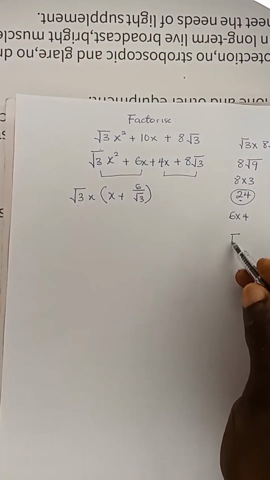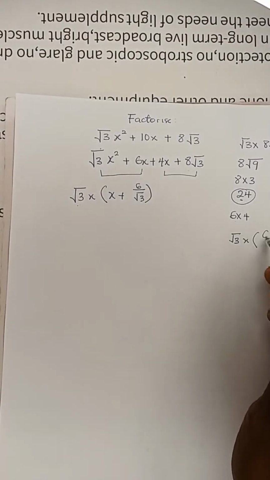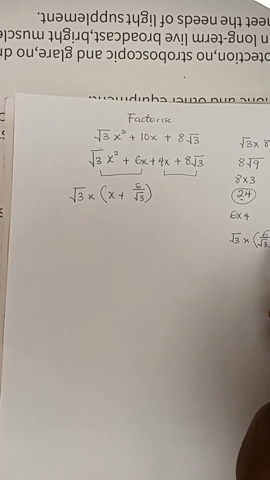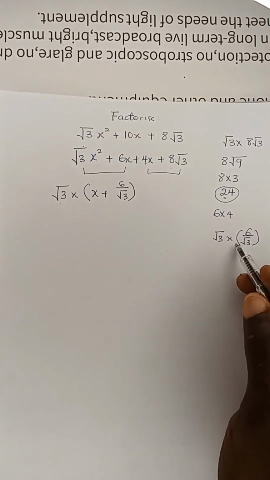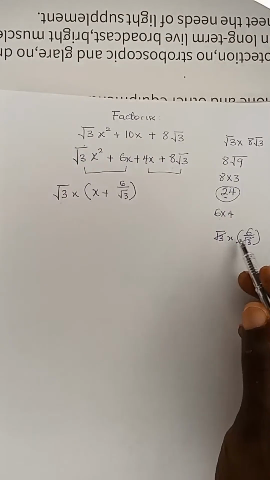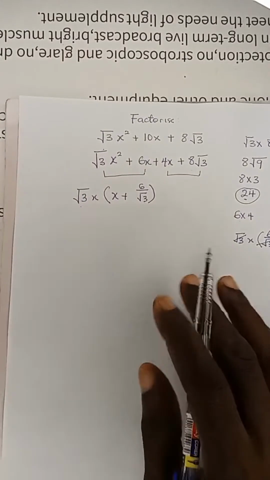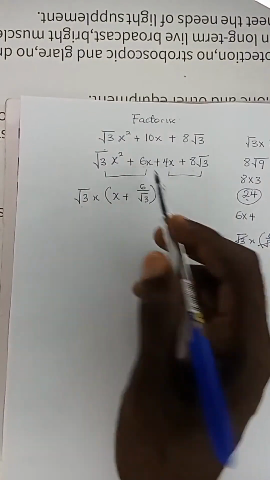Okay, so how does that work? We have root 3x multiplying 6 over root 3. So at the end, this root 3 cancels this root 3. And then we have x times 6, which will give us 6x. So it means that if you expand, if you open this, we are going to have this.